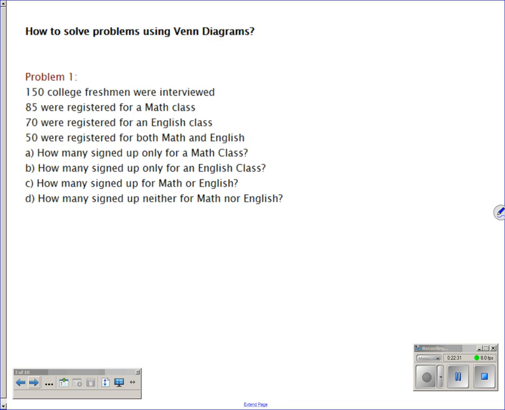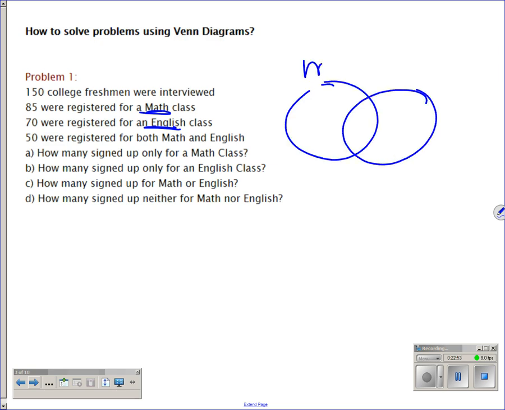Okay? So, whenever you start these problems, you always have to ask yourself, how many circles or how many groups am I going to have? 2, right? You have math and English. We're looking at the students that have taken both math and English. So draw one circle for math, one for English, and you're good.